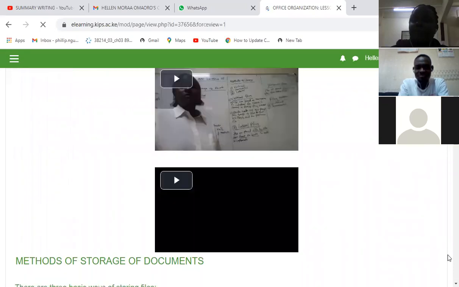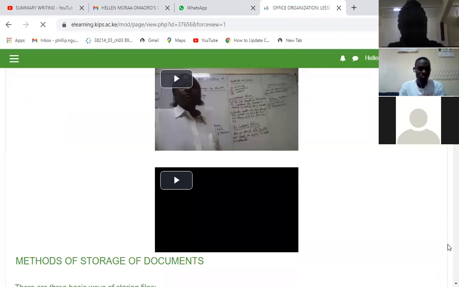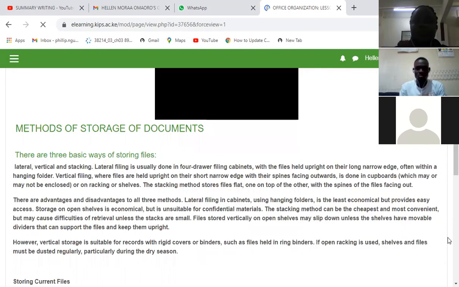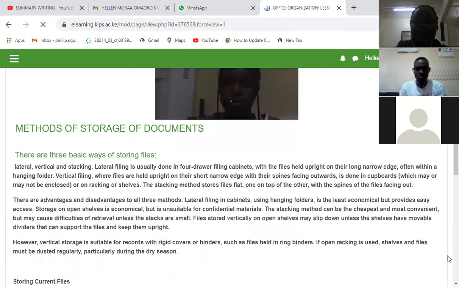Storage systems, or methods of storage. Methods of storage of documents. There is vertical filing, lateral filing, horizontal filing, and suspension filing. So when you say you are filing vertically, what do we mean?